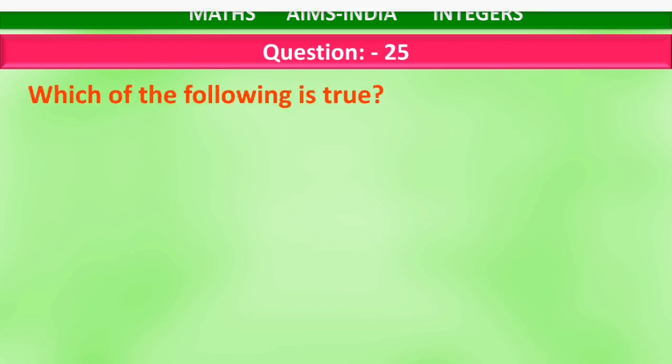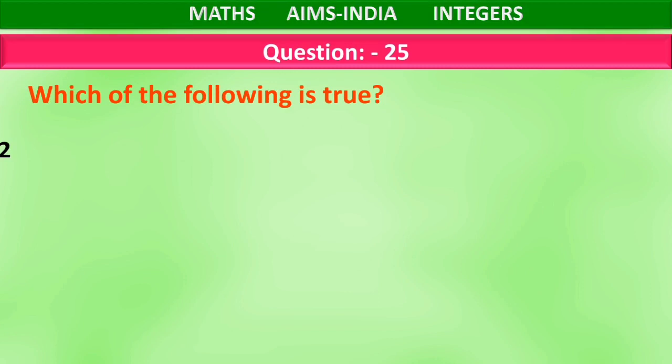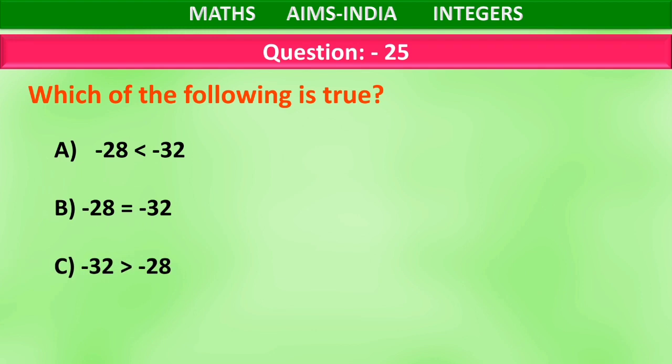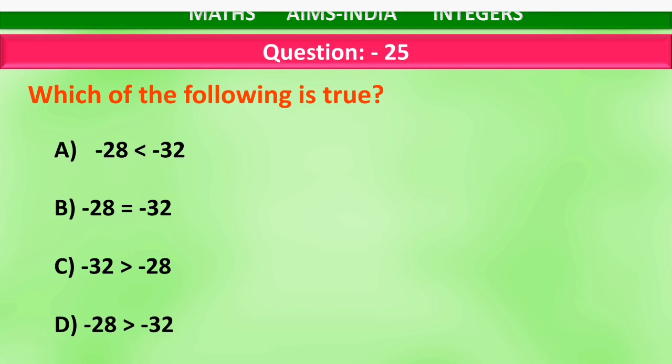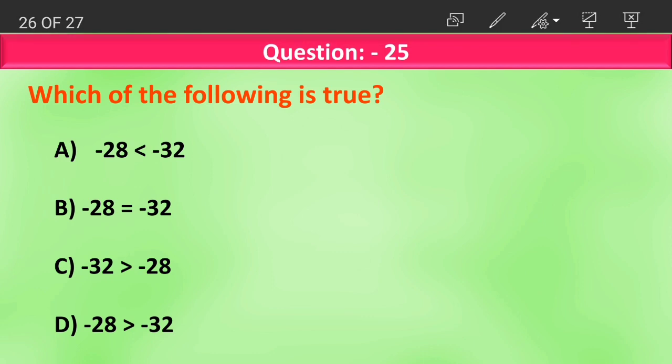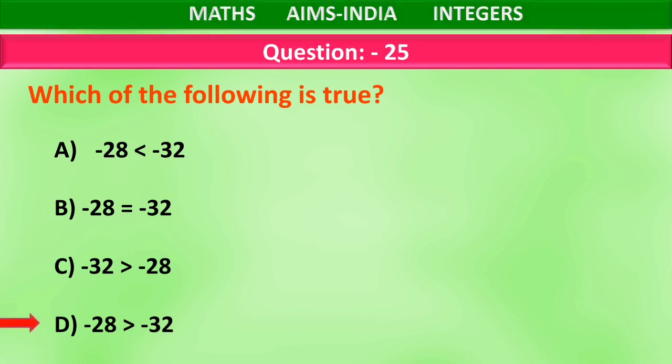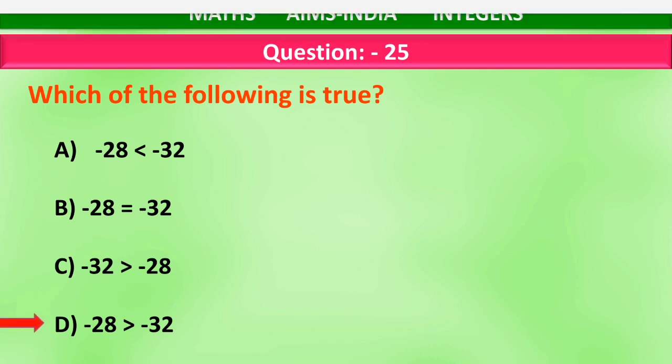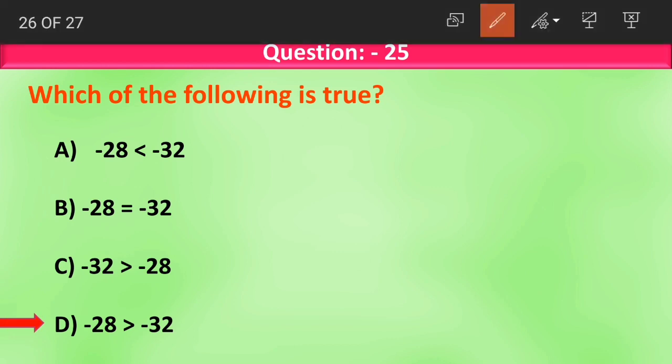The last question for today, question number 25. Which of the following is true? Option A, -28 is less than -32. Option B, -28 is equal to -32. Option C, -32 is greater than -28. Option D, -28 is greater than -32. The correct answer is what? Yes, the correct answer is option D. -28 is greater than -32.